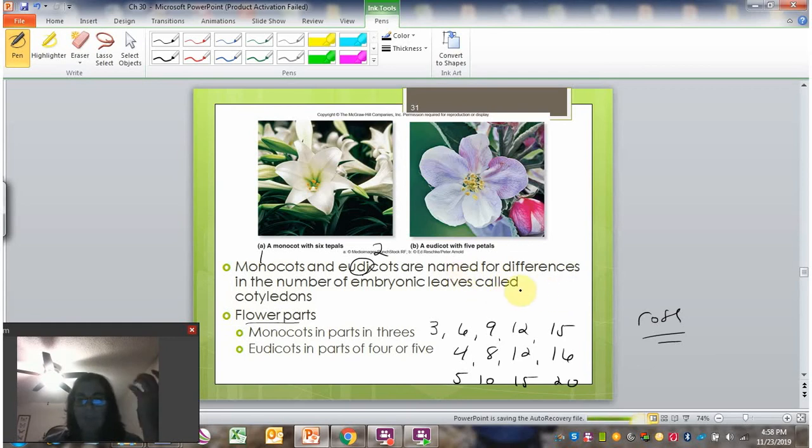Now, usually there's one flower part that has a small number. So for example, if there's tons of petals, look at the sepals because maybe the sepals are only present and there's only five of them. So just keep in mind that if there's a lot of something, then that's really difficult to count and you might be missing one or two, and so it's not as reliable for identification purposes.